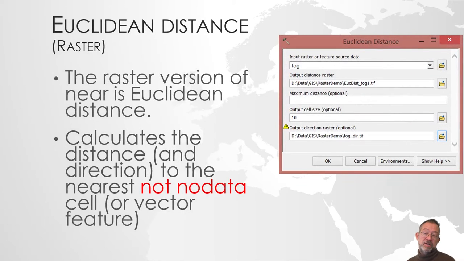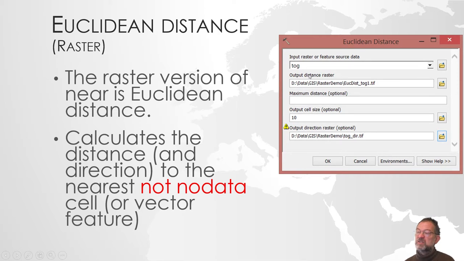There's a raster equivalent or similar, which is a Euclidean distance. There are different types of distances in the raster. We'll talk about that in a moment. What this one does is calculate the distance and direction to the nearest, and this is very important, not no data raster cell or a vector feature. So it's important that if you are working with raster input data, in my case I'll be working with vectors to stations, so there's no problem there, but if you're working with raster inputs, all apart from your destination have to be no data.